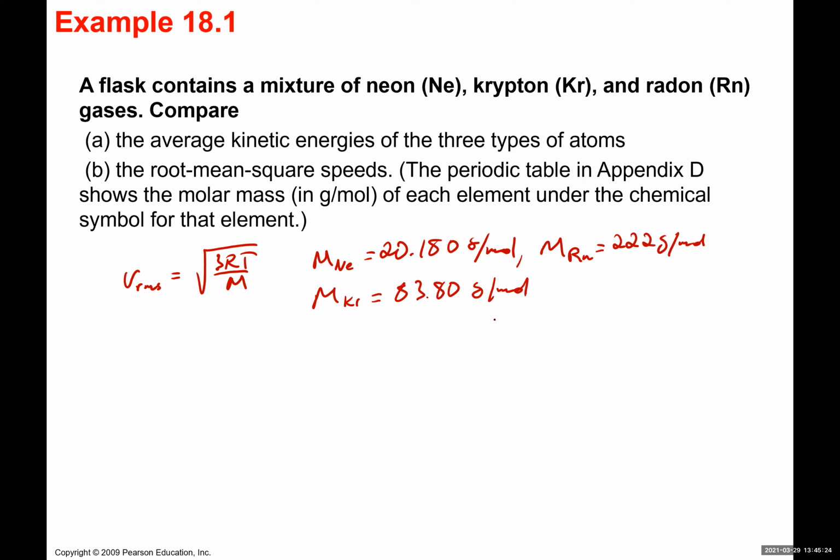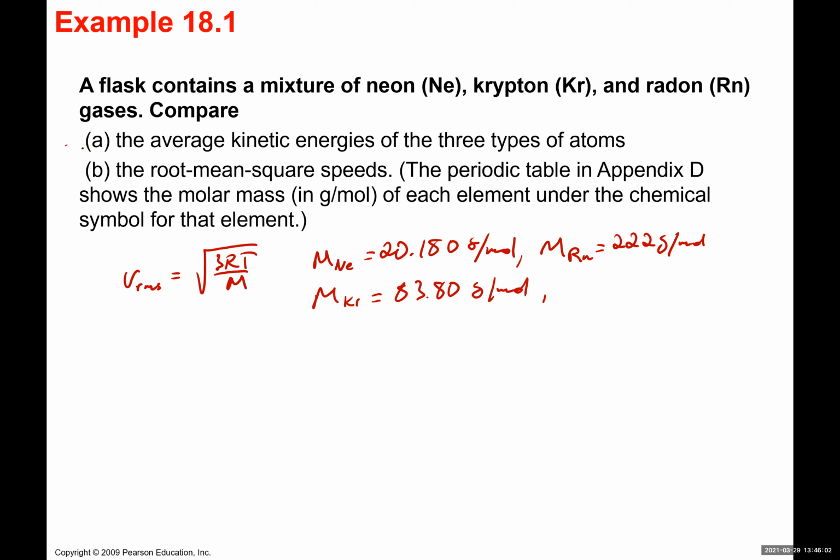All right, so hopefully by just looking at this, you should be able to see that the radon is the heaviest, right? And neon is the lightest in this mixture that we have. Okay, so taking these to be our initial values, we're assuming that the temperature of the mixture is such that all those elements have exactly the same temperature.